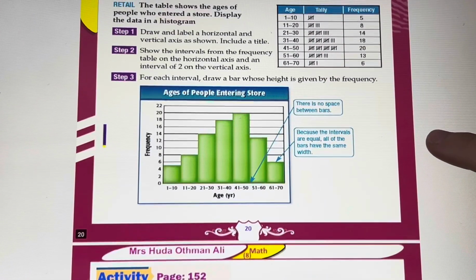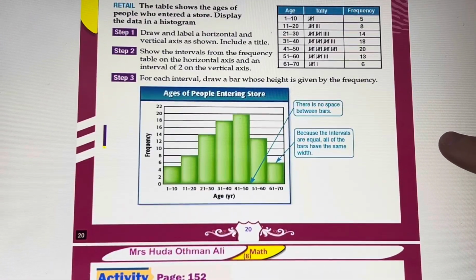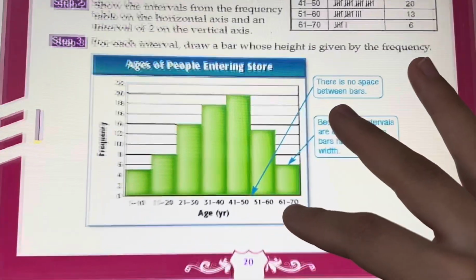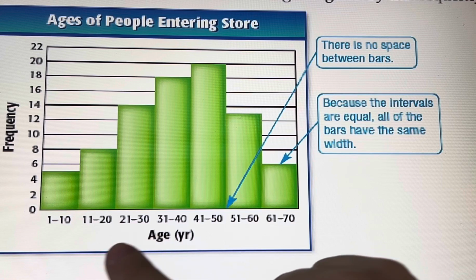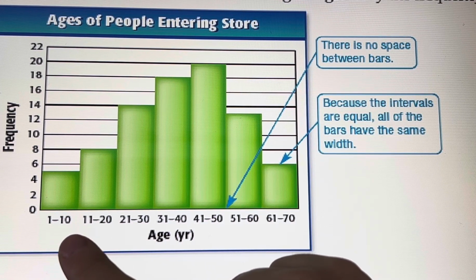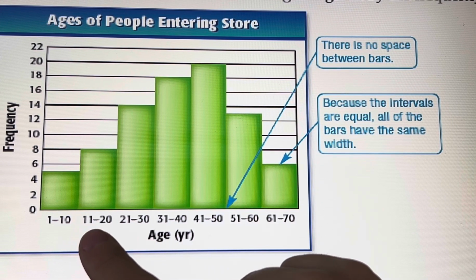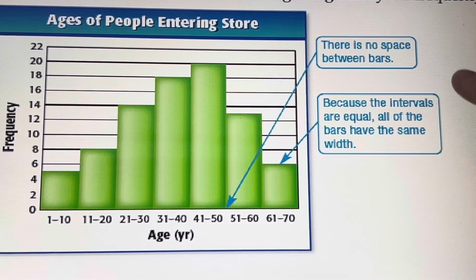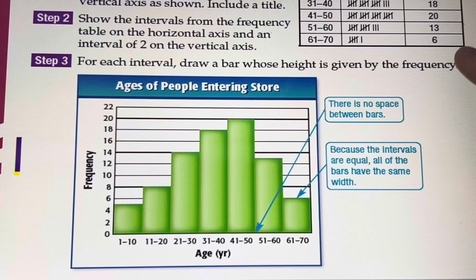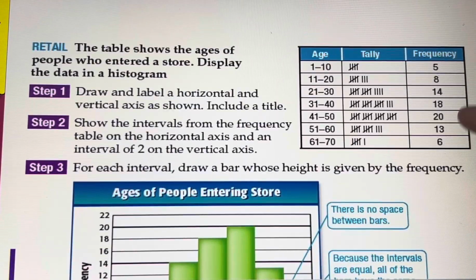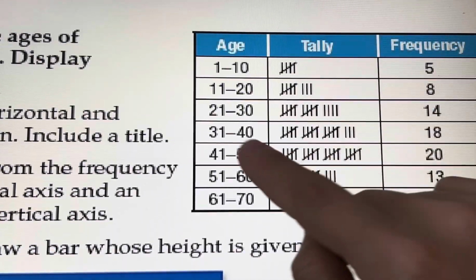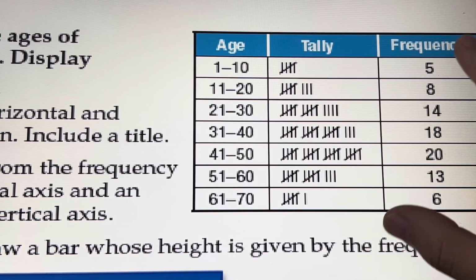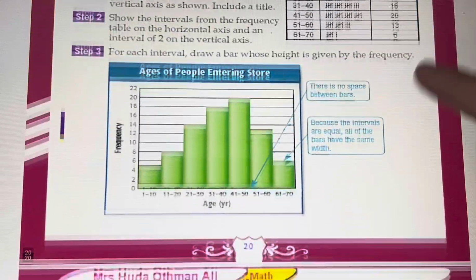This is an example of a histogram, how we draw it, and also the intervals between those numbers. It's 9, so 1 plus 9 is 10. I'm not going to start with the 10, I go for the 11. 11 plus 9 is 20, and so on. And here this is the frequency. That means between age 1 to 10, how many numbers do we have? We've got 5 numbers, so repetition of these numbers.